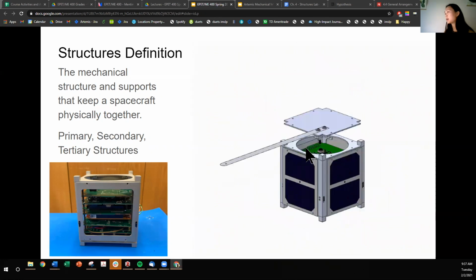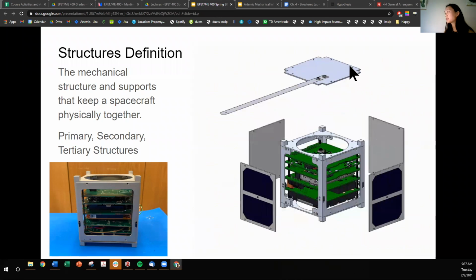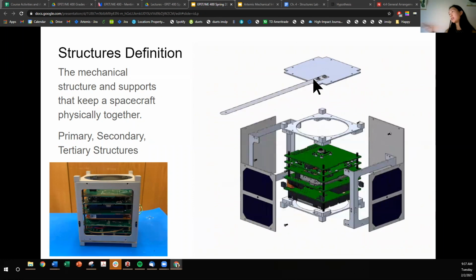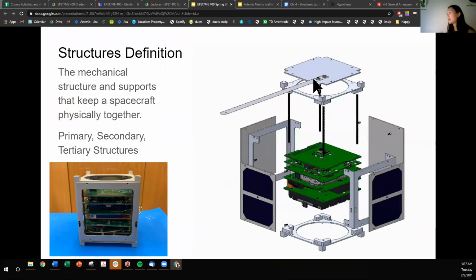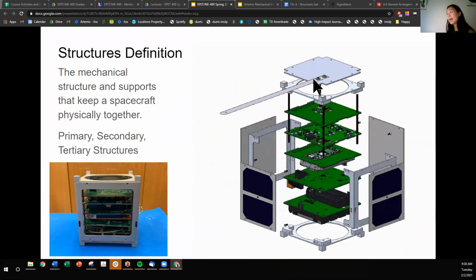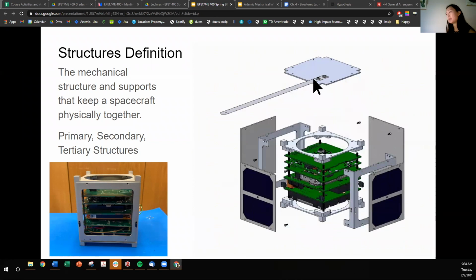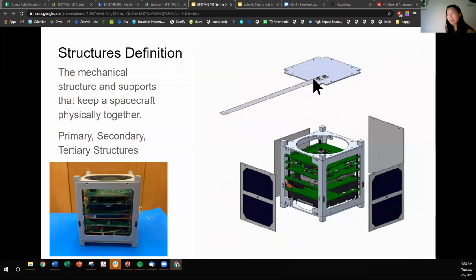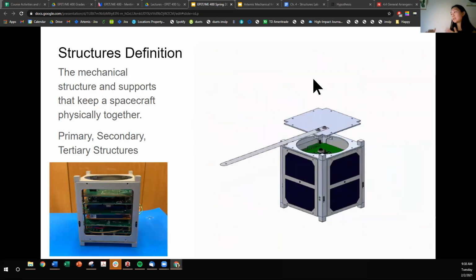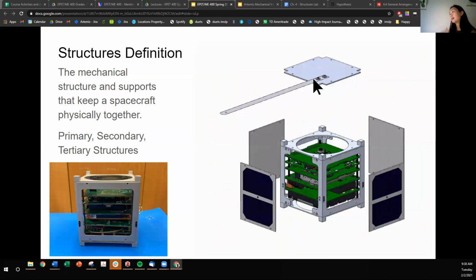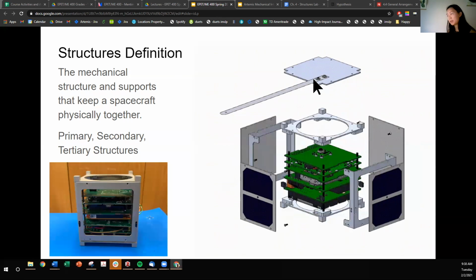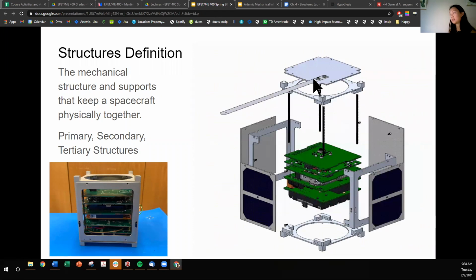Secondary structures can also be those shear panels. These faces of either plastic or aluminum have solar panels, or solar cells, mounted to them, but they're not exactly load-bearing in the way of supporting, say, all of the compressive force from the P-pod deployer or during acceleration.